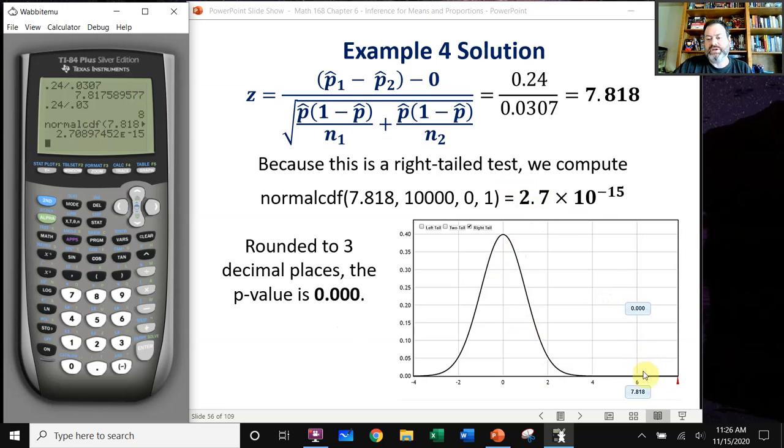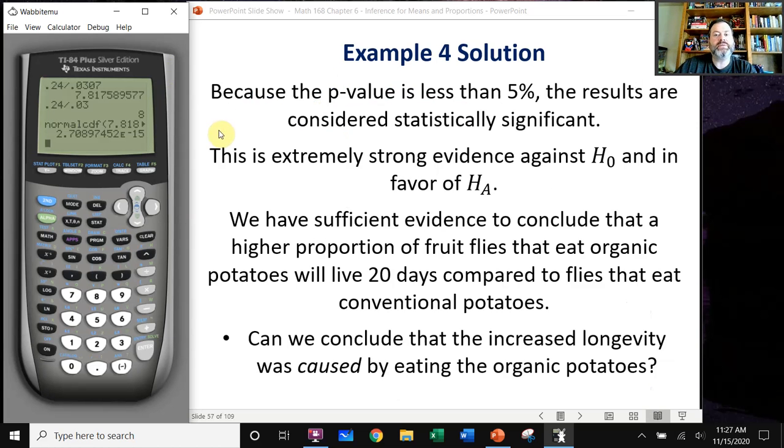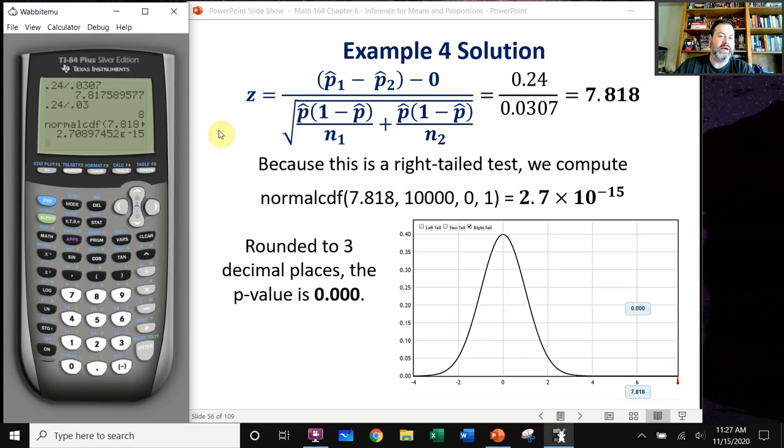And here's the StatKey version of it. You can see it's as far to the right as you can possibly go, and it's 0, right? So this is telling us that it is incredibly unlikely for this to be the result of random chance. You actually have better chances of winning the lottery twice in a row than this being the result of random chance. So that is extremely strong evidence against the null hypothesis, right? And so we would reject the null hypothesis and accept the alternative.